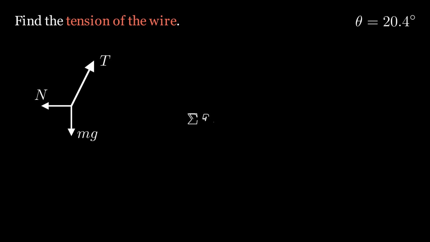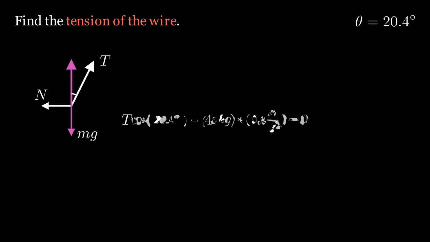To find the tension of the wire, we can just consider the y components of the forces acting on this system. For the y components, we have the y component of the tension, which we can isolate with a little help from cosine, and then also the force of gravity acting downwards on the ball. And plugging in some numbers, we find that the tension is 470 newtons.